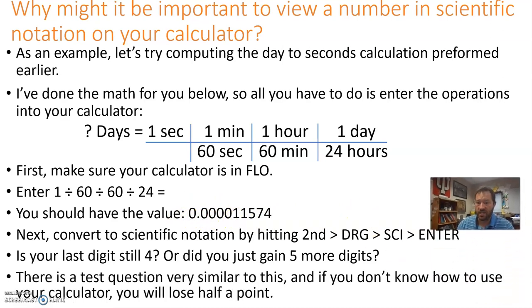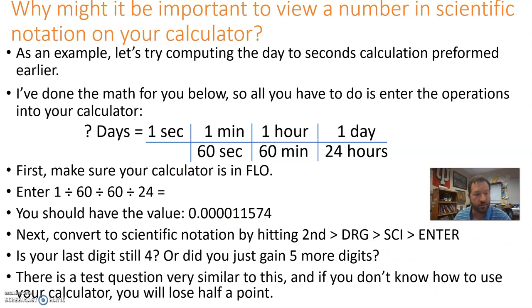There is a test question, or at least there typically has been a test question, where you make a calculation just like this, and if you don't use scientific notation, you'll round off your answer because you're just reading the calculator. So you round off your answer too much, and you'll end up losing half a point. So make sure you guys are using that calculator correctly. Get in the habit of always checking second, DRG, scientific notation. Do you have all the digits that you need?